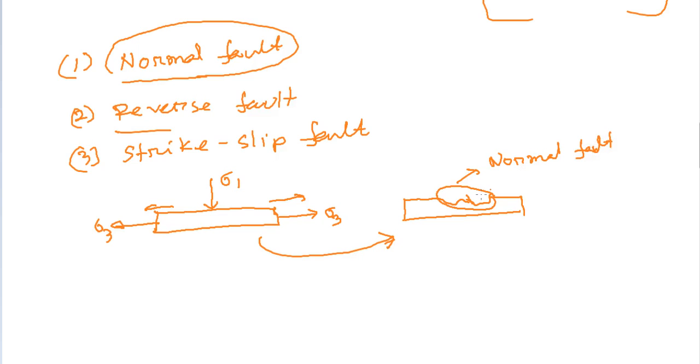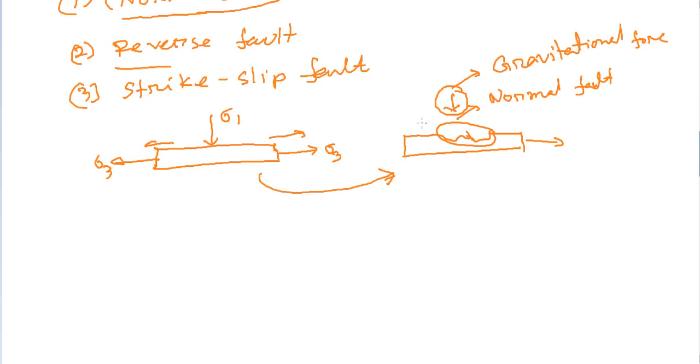For normal fault, the minimum principal stress is horizontal and the maximum principal stress is vertical. In this case, the maximum principal stress is nothing but the gravitational force. So we can conclude that normal faults occur especially in the tensile regime, where tensional forces are actively occurring. We may expect normal faults there.